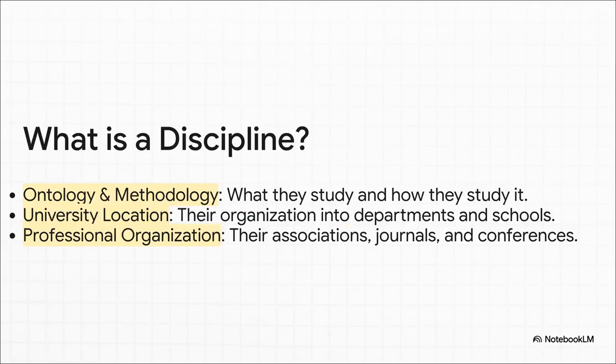And what makes this even trickier is that a discipline isn't just one single thing. As the sociologist Rob Moore points out, we can understand a discipline in at least three ways: by what it studies and how, by where it lives in the university structure, and by its professional networks, the conferences and journals. This complexity shows us that the simple SAP versus EGAP fight was way too simplistic from the start.